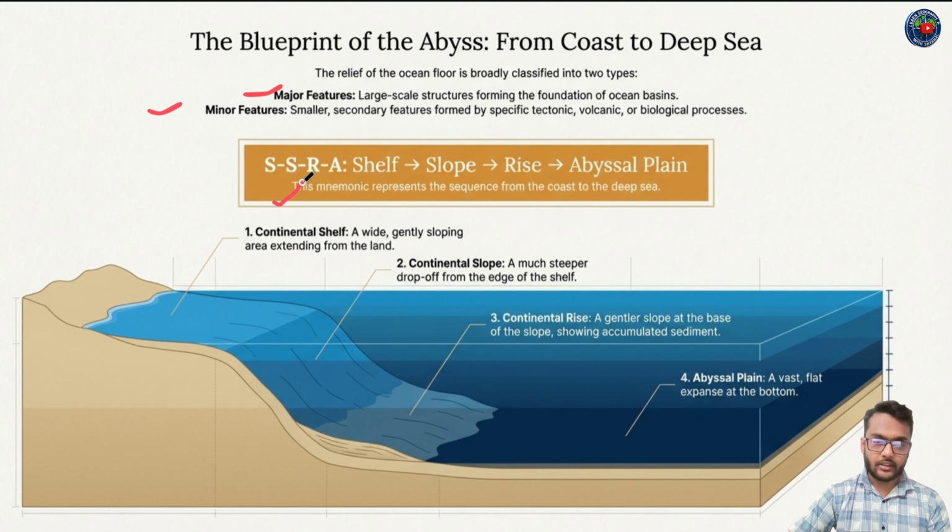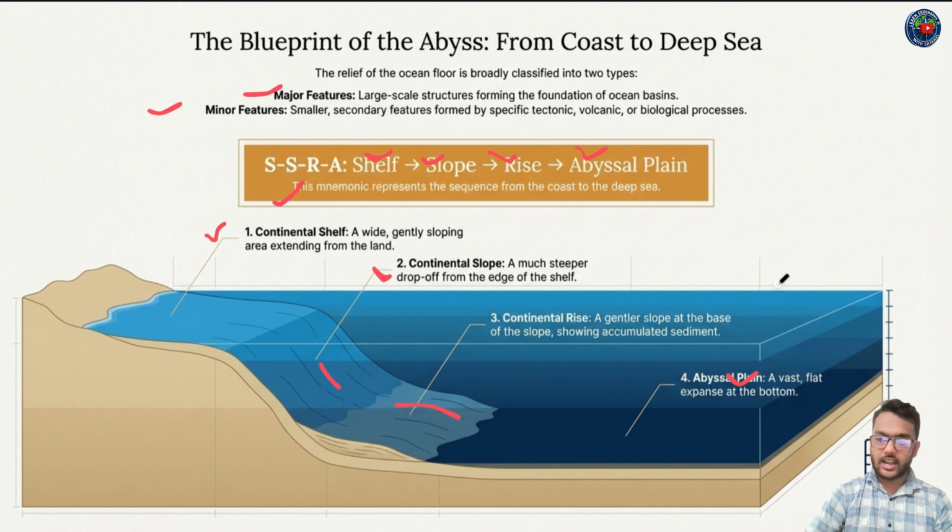This is a mnemonic technique to represent the sequence from coast to the deep sea. SSRA, that means shelf, slope, rise, and abyssal plain. Number one, continental shelf, a wide, gently sloping area extending from the land. Then continental slope, a much steeper drop-off from the edge of the shelf. Continental rise, a gentler slope at the base of the slope, showing accumulated sediment. Then abyssal plains, a vast flat expanse at the bottom of the sea floor.